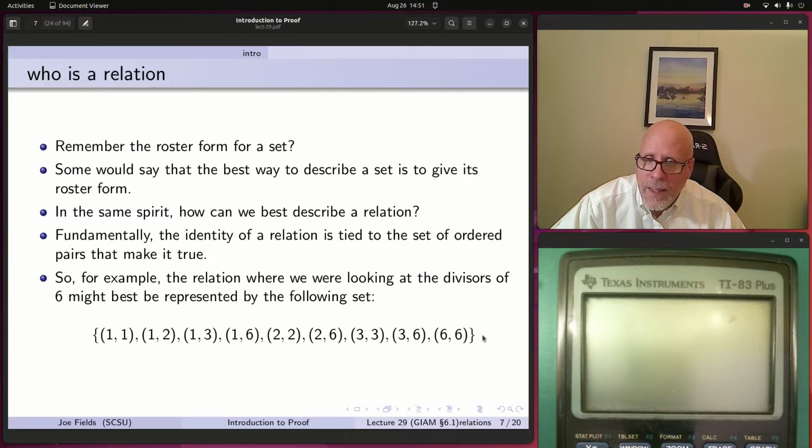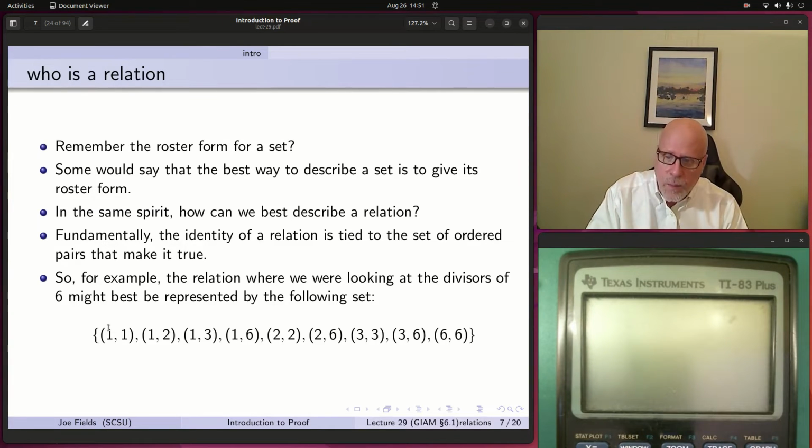So that roster form listing of the ordered pairs that are in the relation makes this very useful connection between relations and sets. When you need to prove things about relations, the best way to do that is usually to think of them as sets of ordered pairs and then use your set theoretic machinery.